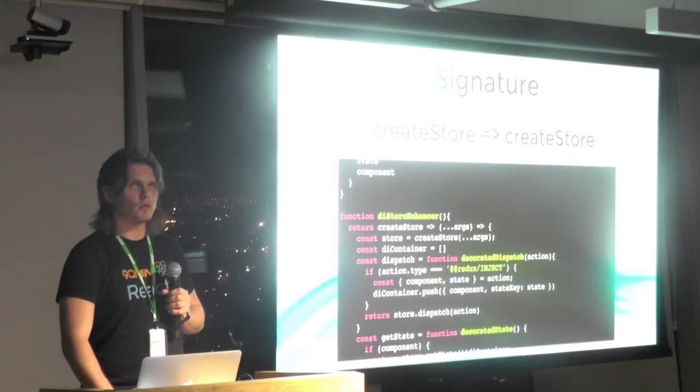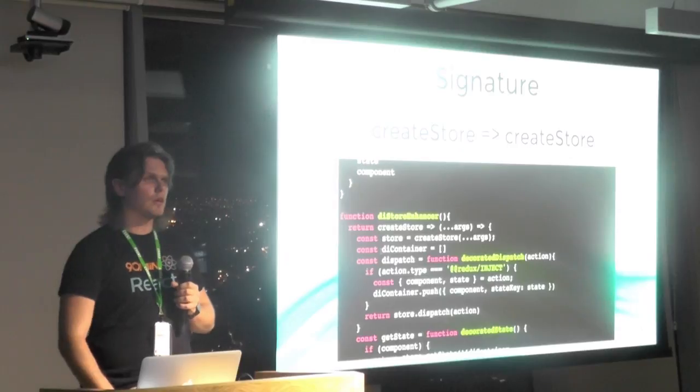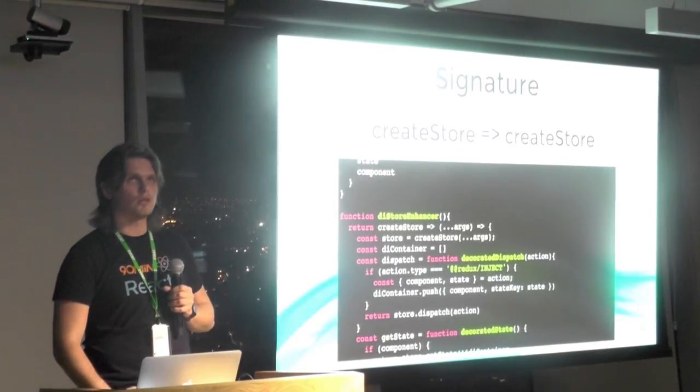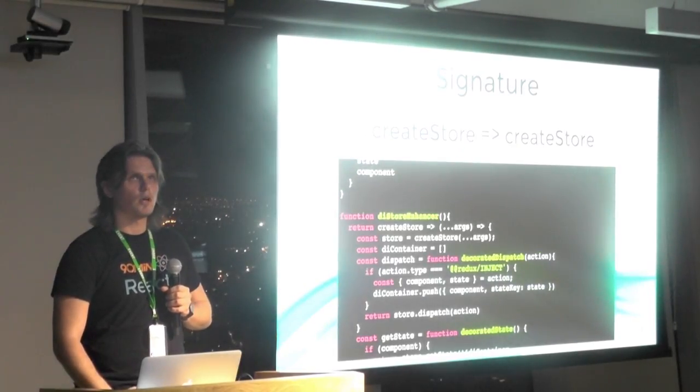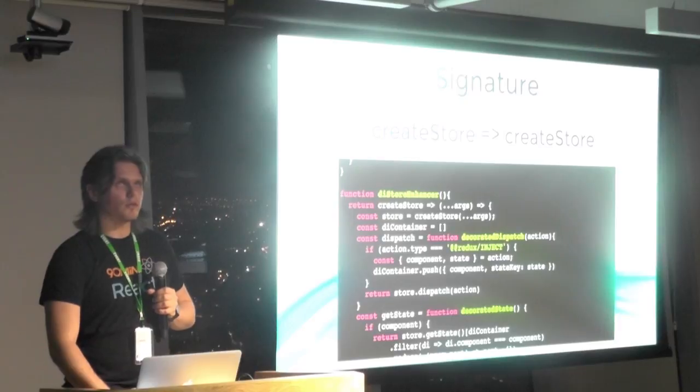You have inside the store enhancer, or actually this will be our new store, the I container. And in every action, inject action, which I write inside this array, I push the component, which is the component instance, and a state key. And then I return the original dispatch with the action. Basically, as you can see, it's a wrapper around dispatch, right?